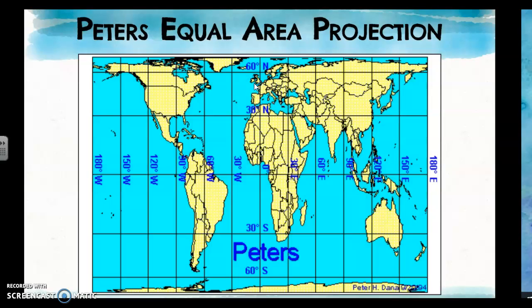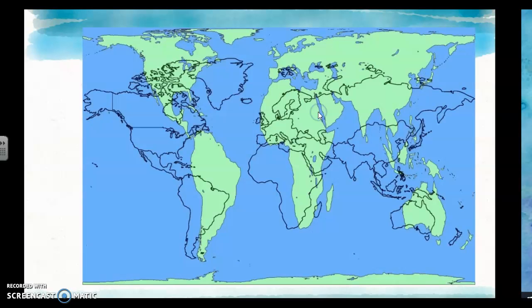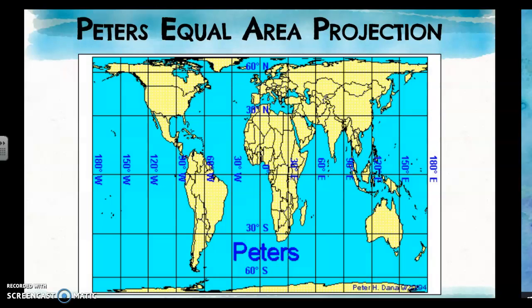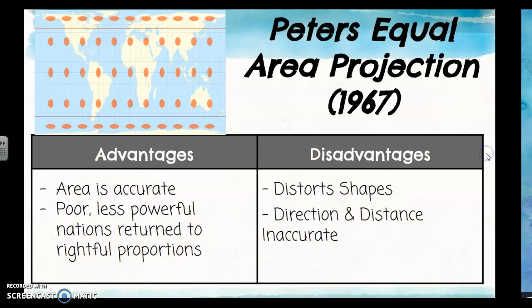So this is the Peters equal area projection. Before I talk about it, I just want to show you here the Mercator map projection is in black and the Peters is in green. Look how very different these map projections actually are. So let's talk about the Peters. I said pay attention to Greenland and Africa. Look how much different they look on this map than they did on the Mercator.